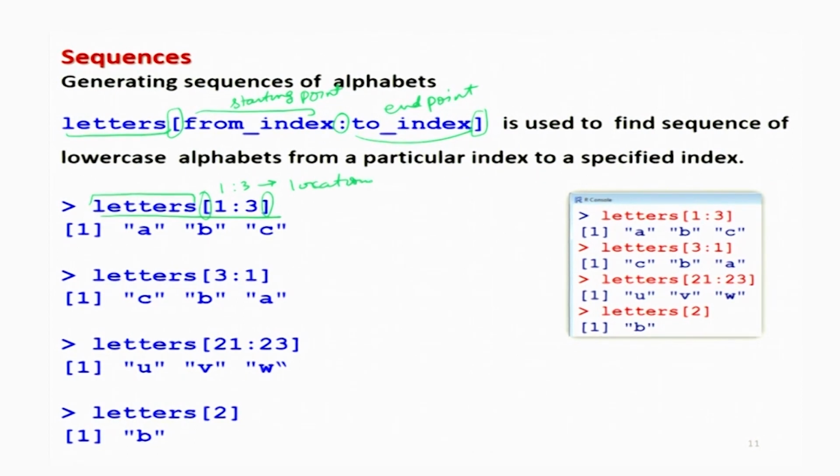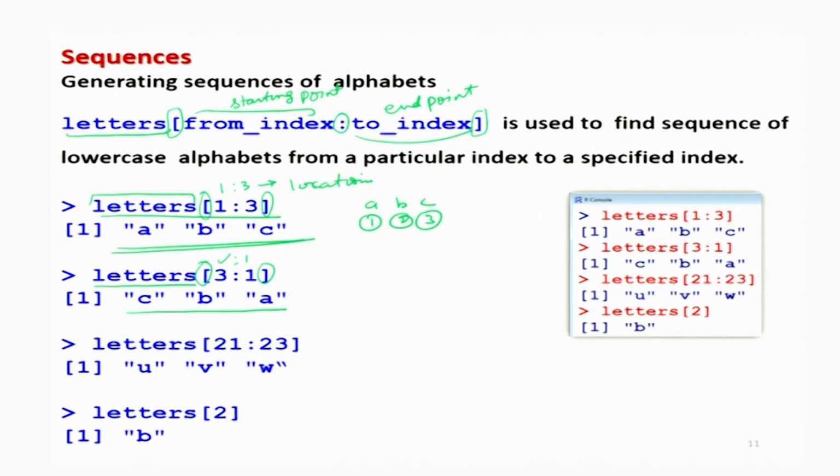Now you can see that the first 3 alphabets A, B, C, their locations being 1, 2 and 3 respectively, will come here. Similarly, if you want a sequence of alphabets from position 3 to 1, you begin by writing LETTERS, and then inside the square brackets you write 3:1. And this will give you 3 alphabets: C, B and A.